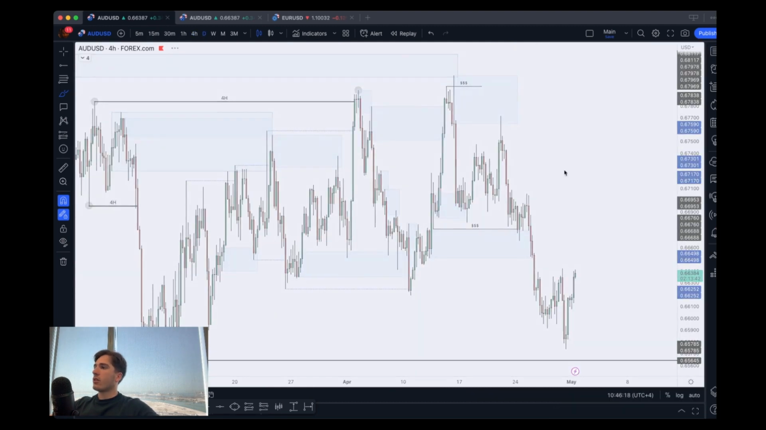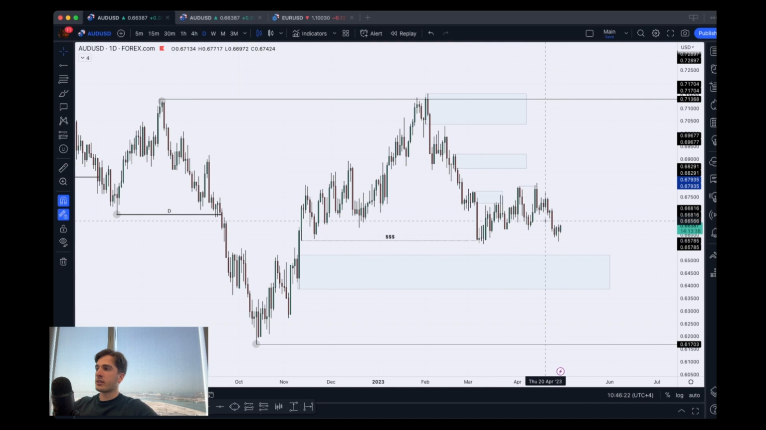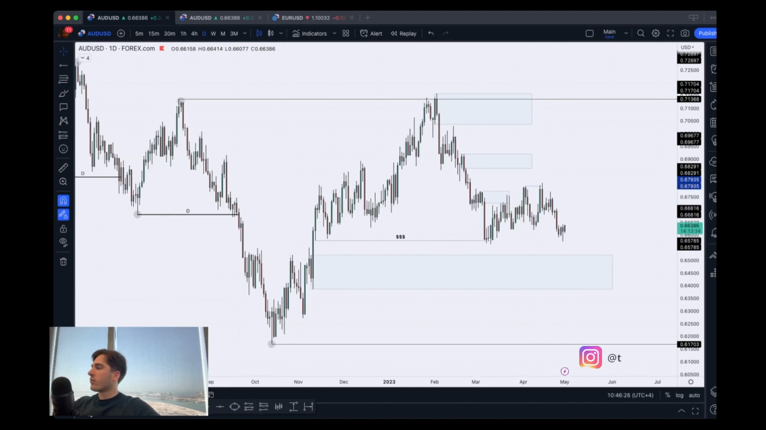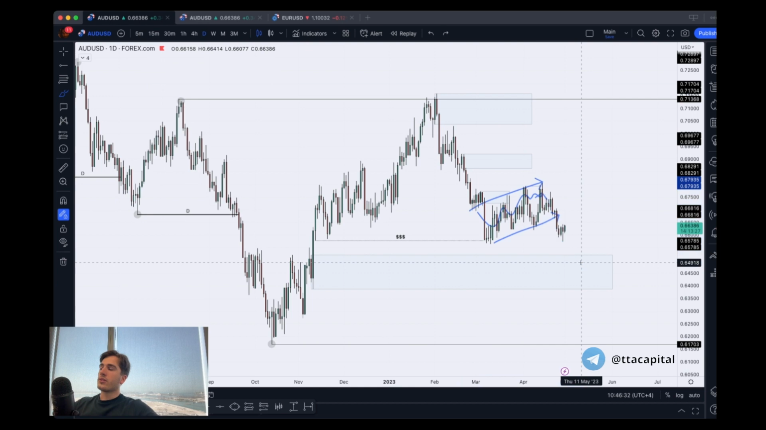So Aussie dollar on the daily time frame. What happened on Aussie dollar? We sold off towards the downside, pretty much in line with what I was looking for, because of that price action that we were seeing. Of course, that ascending corrective price action, which I mentioned already for the last 2 weeks, sold off towards the downside as expected. So beautiful price action.